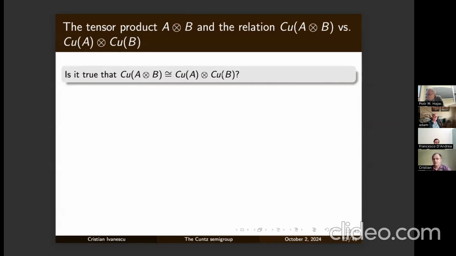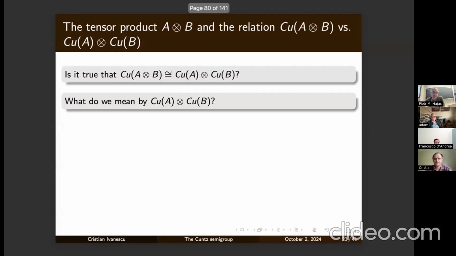Now, before we try to answer this question, we probably need to ask what we mean by the tensor product of the Cuntz semigroup. After all, we just introduced the Cuntz semigroup as an object in a certain category. We need to pay attention and say, what is it that we mean by this tensor product?